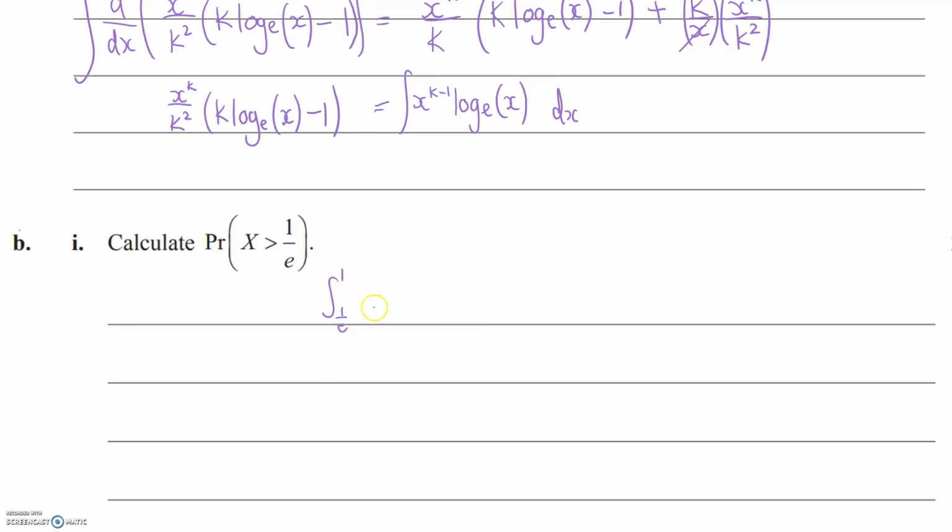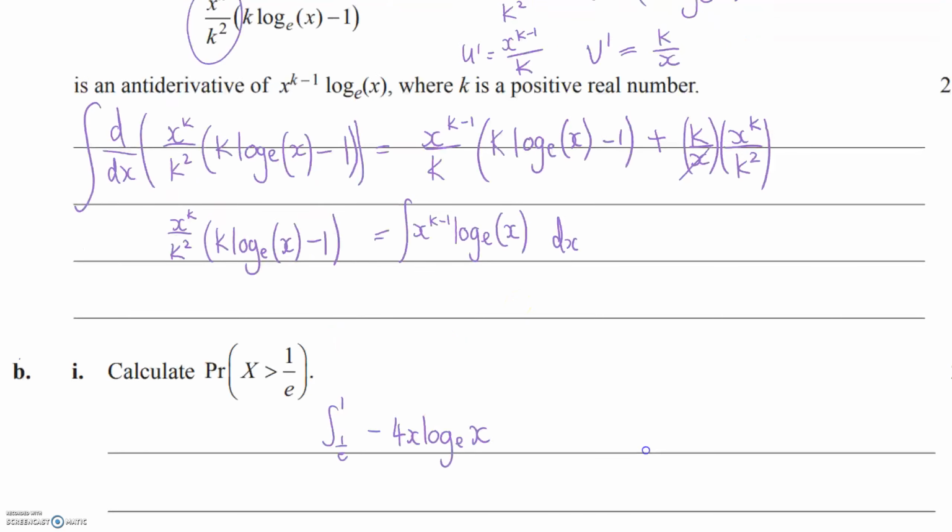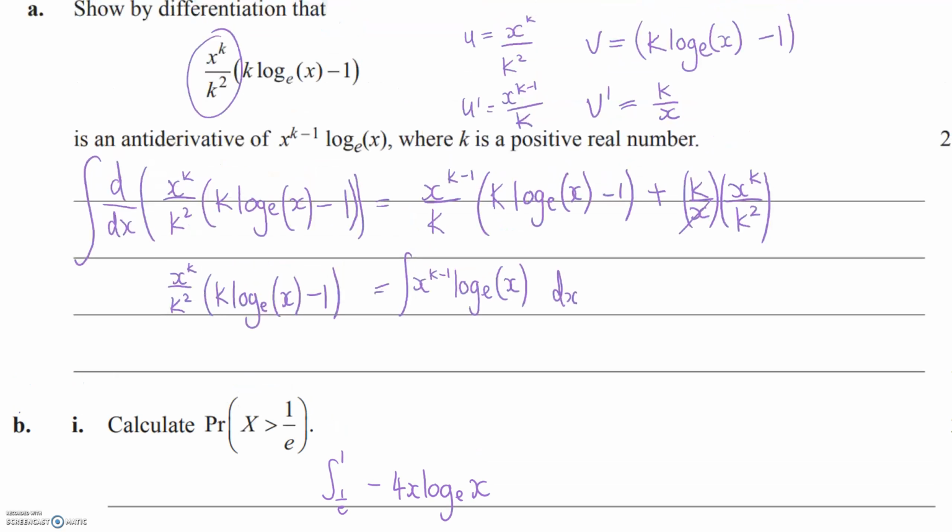So bearing that in mind, I don't know how to differentiate, how to integrate this. But that's why they did this previous part of the question. They've actually told me how to do this, because they've said the antiderivative of something like this, where k is a positive real number, is this, essentially. This whole answer that we got here.